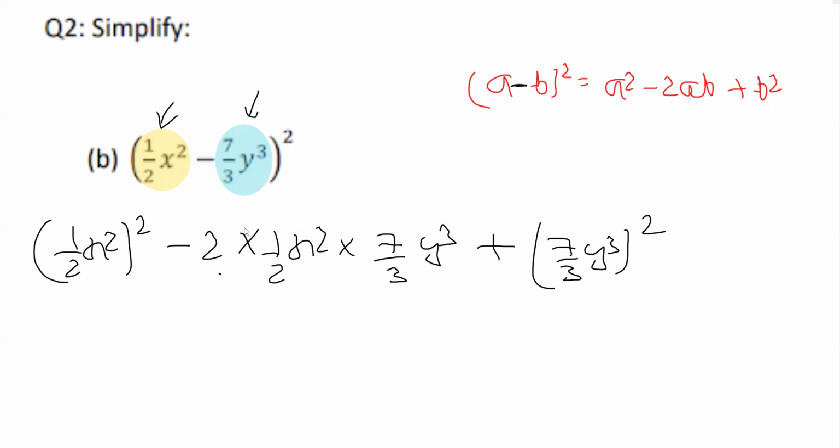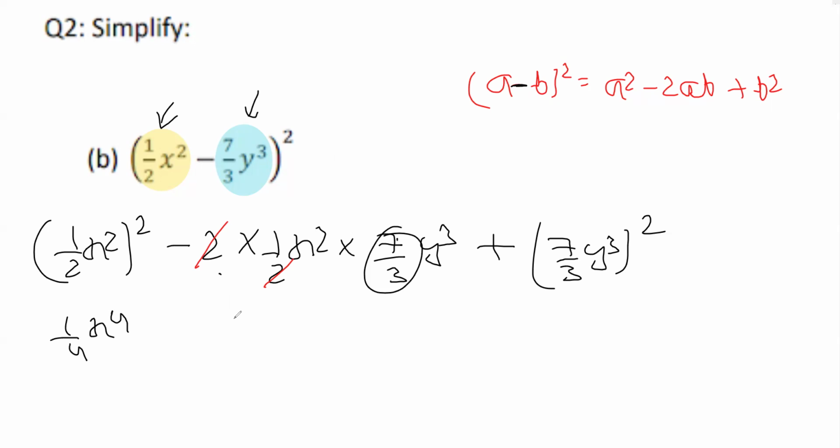Now next what we will do here, we'll find the square of half, which is 1 over 4. X square whole square is x power 4. Here 2 and 2 get cancelled. As you can see that this 2 and 2 get cancelled here. So we'll be left with 7 over 3.